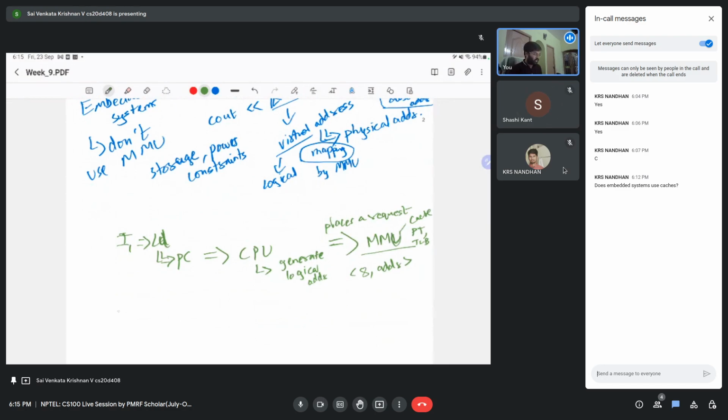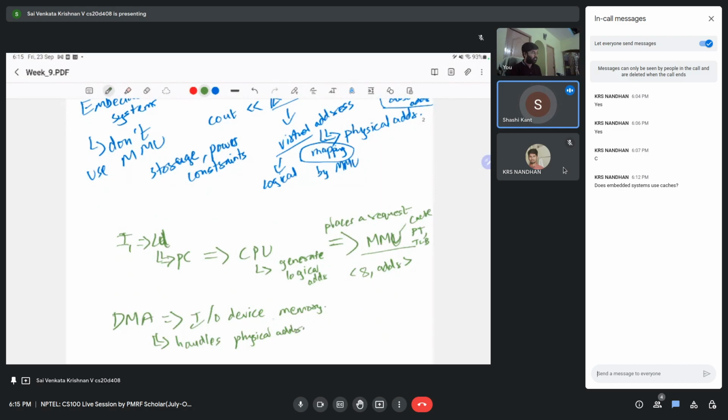That's a nice question, Shashikant. As far as I recall, the concept of direct memory access is that you should not go through the CPU. The I/O device is given control of the memory, and I'm not very sure, but it handles the physical addresses directly. So does it happen through the MMU? No, there will be a separate DMA controller or something.